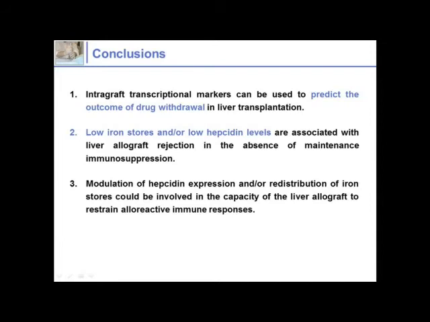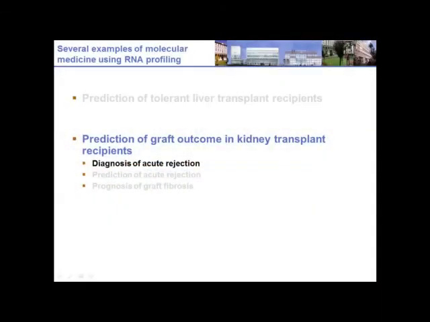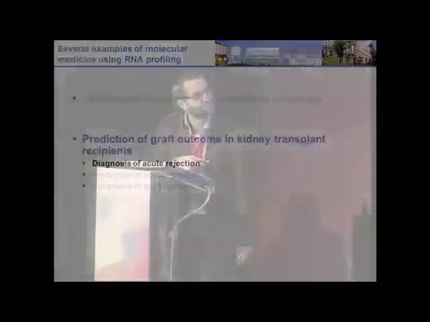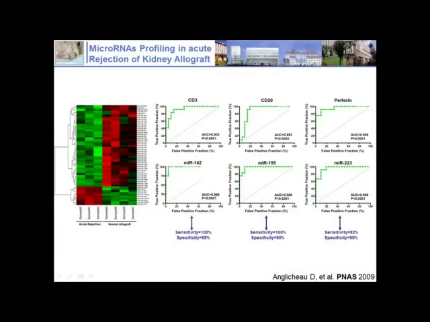So let's go to transplantation, but to kidney transplantation. I will show you very few examples, very few slides dealing with diagnosis of acute rejection using transcriptomic, prediction of acute rejection, prognosis of graft fibrosis.